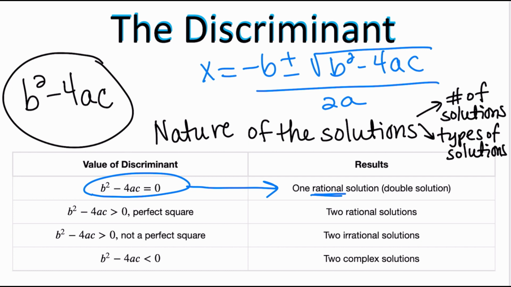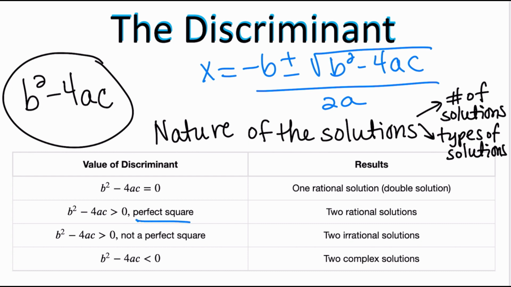Rational meaning it can be written as a fraction. Whole numbers can be written as fractions if you write them over 1. 1/2, 3/4, 5, -7, all of those are rational solutions. If the discriminant is equal to 0, then you're going to end up with one real rational root, which we call a double root.